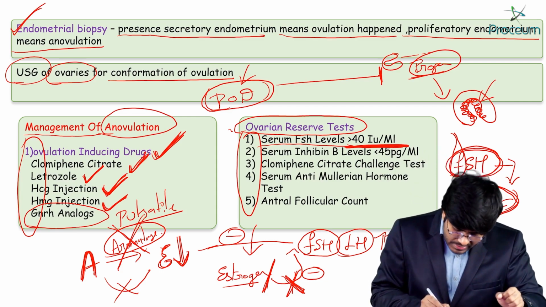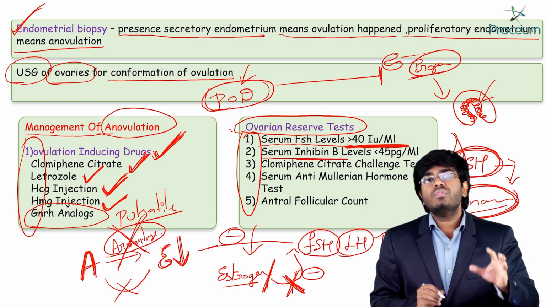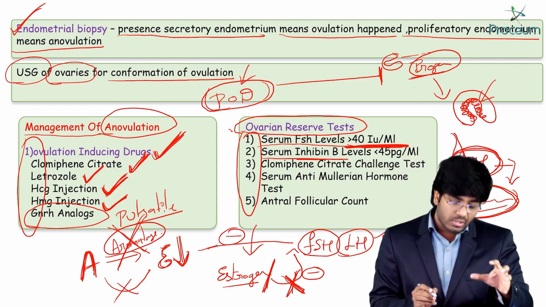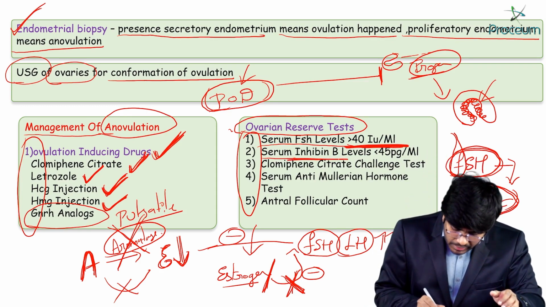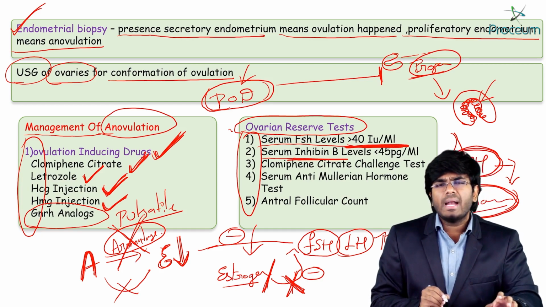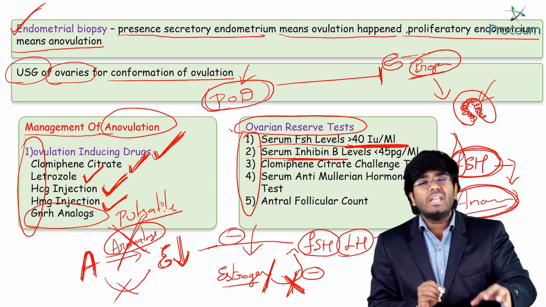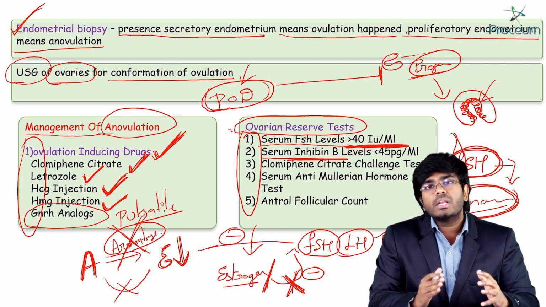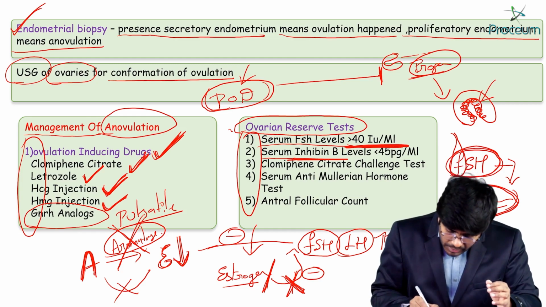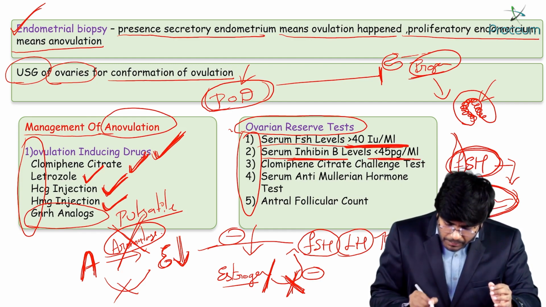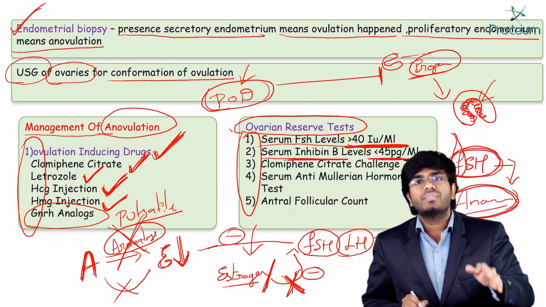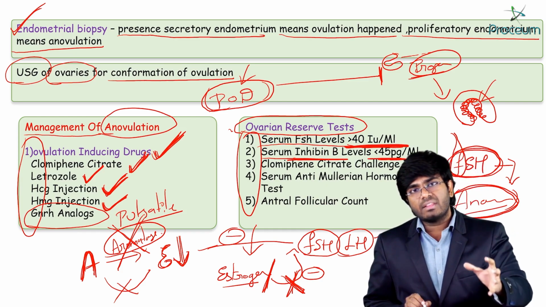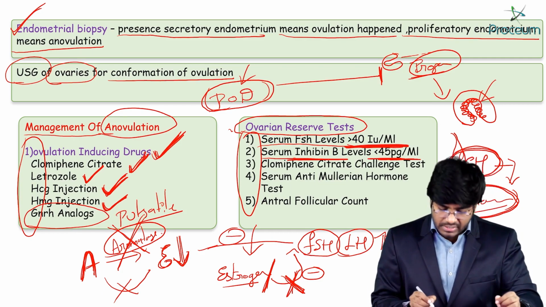Now, serum inhibin B levels. Usually functioning ovaries, functioning granulosa cells, produce inhibin B. But whenever there is a follicular failure or an ovarian failure, there is no production of inhibin B. So inhibin B levels less than 45 picogram per ml is an indication of ovarian failure. Not enough follicles are there in the ovaries. It's also a diagnostic test.